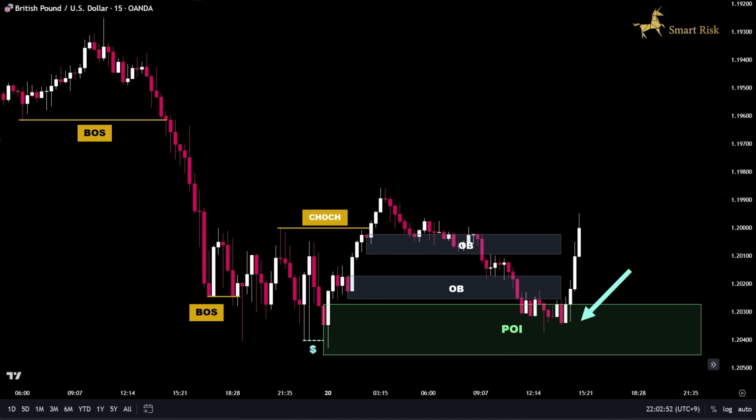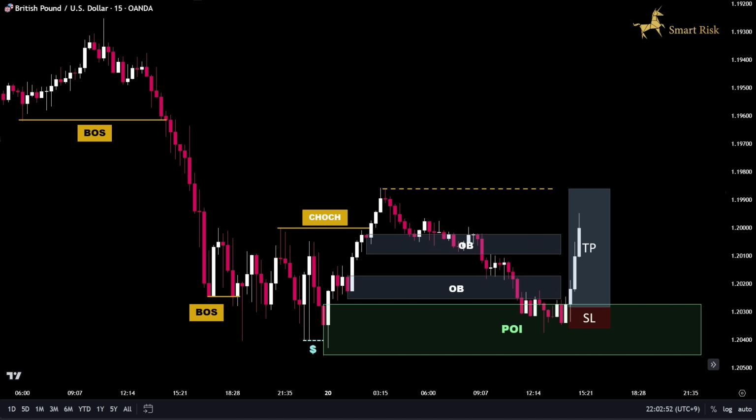As the price action is pulled into this higher time frame point of interest, we shift our focus to the lower time frame, such as the 1-minute chart, to obtain a clearer view of the price action and search for any signs of a change in character. Once we have valid entry confirmation on the lower time frame, we can enter a long position from this zone.